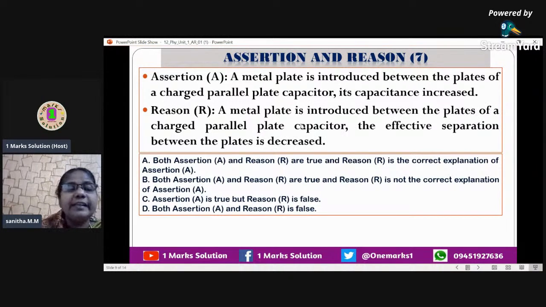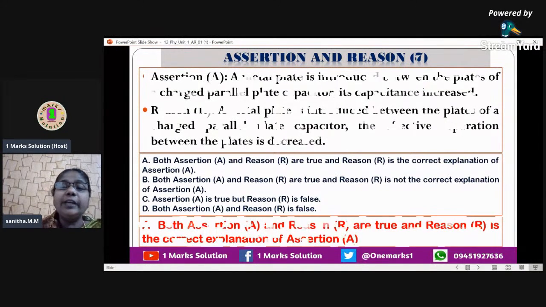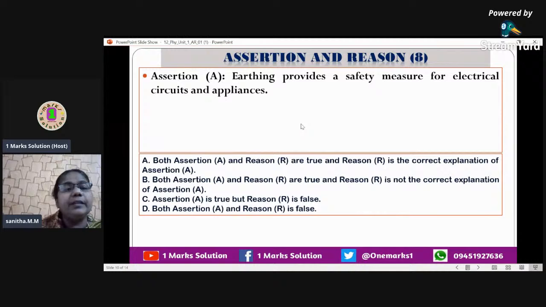Now we'll go for the reason. Is it the correct reason or not? A metal plate is introduced between the plates of a charged parallel plate capacitor. The effective separation between the plates is decreased. Of course, correct. From D to D minus T, it is decreasing. That is why the capacitance is increasing. So the option is A. Why? Because both are true and the first one is the correct explanation of the assertion.